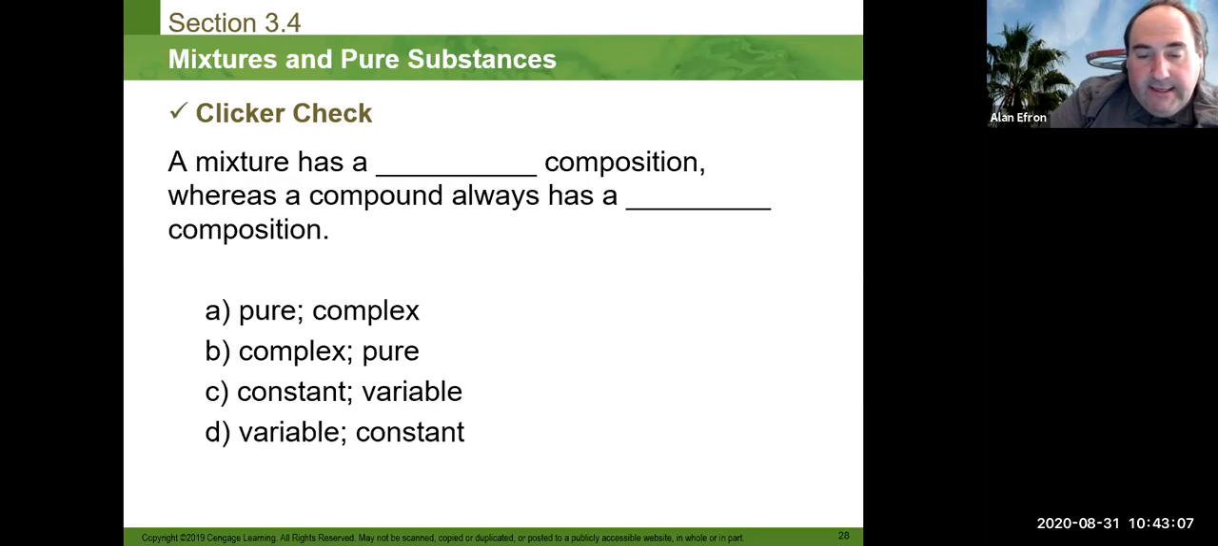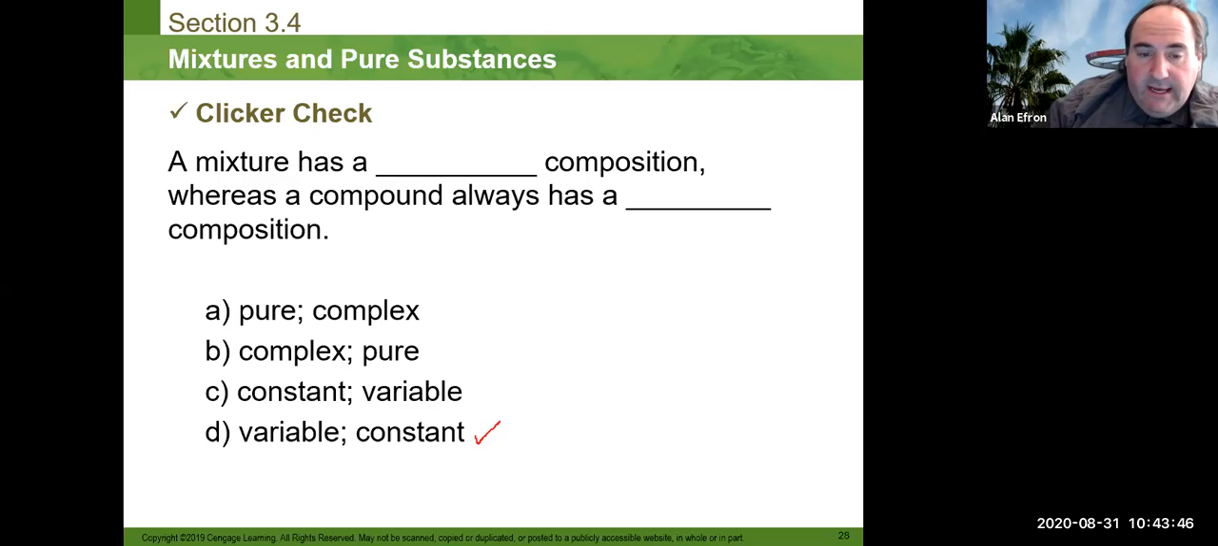So a mixture has a blank composition, whereas a compound always has a blank composition. So take a second, think about which combination would work. So in terms of this particular one, a mixture has a pure composition, that would not be right. A complex, maybe. Constant, variable. It would actually be the last one. It has a variable composition, right?